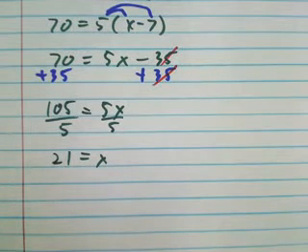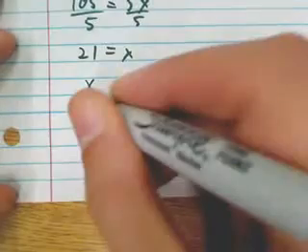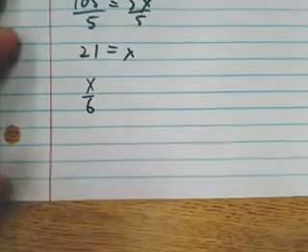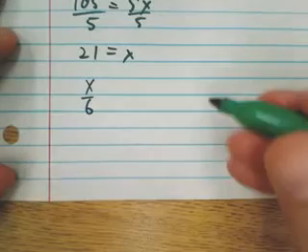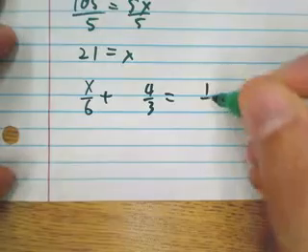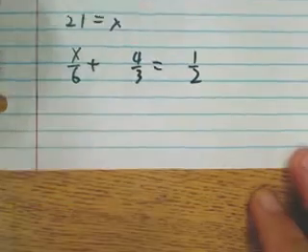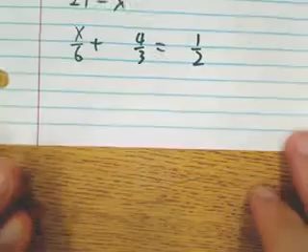Okay, I did want to do one more here. How are we doing on time? Beautiful. Okay, so let's look at a fraction one. So let's say x over 6, and I'm going to give myself some space here, plus 4/3 equals 1/2. And I said I was going to give myself some space. Look at all that space I gave myself. That's awesome.